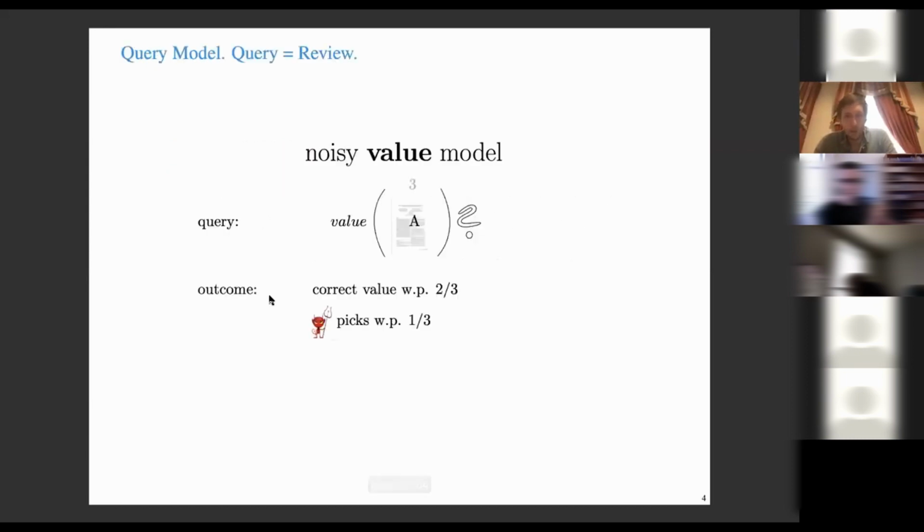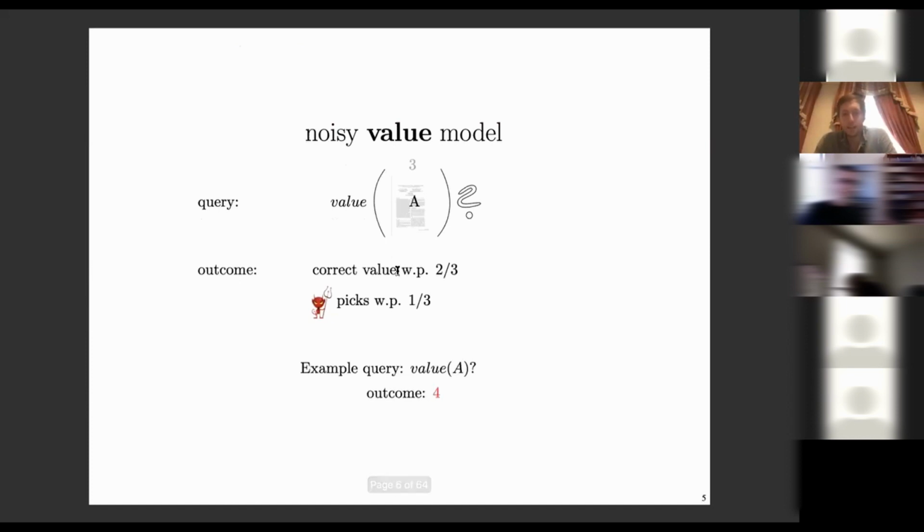All right. And now let's start with the noisy value model. So the noisy value model is the following. You go to a reviewer, you can ask Yara, what's the value of paper A? And most of the time, Yara gives you a proper review back, let's say 2/3 of the time. And 1/3 of the time, he just rolls his dice, or he just picks an adversarial value because he really hates the author also.